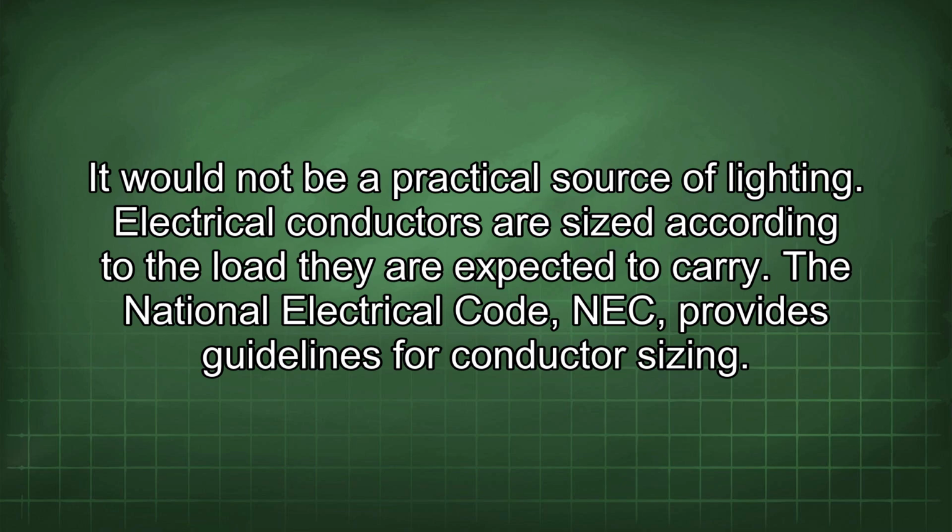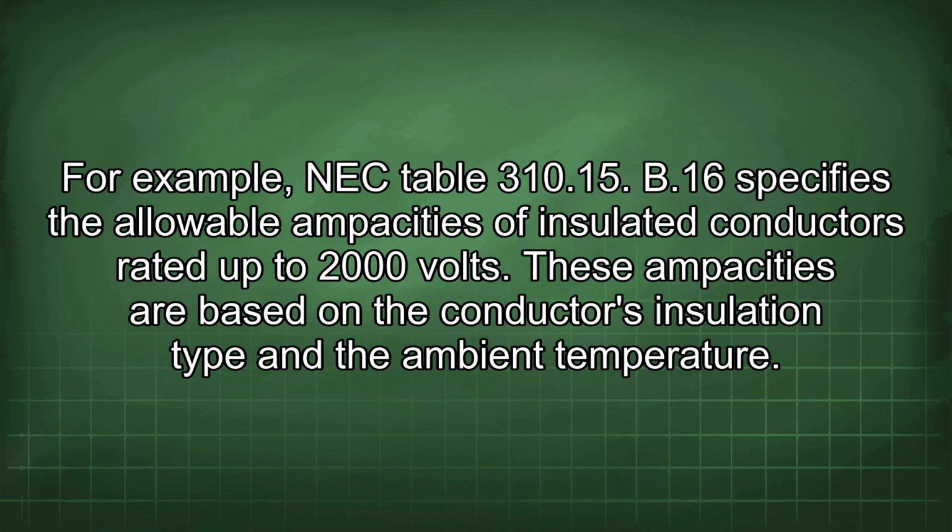Electrical conductors are sized according to the load they are expected to carry. The National Electrical Code, NEC, provides guidelines for conductor sizing. For example, NEC Table 310.15(B)(16) specifies the allowable ampacities of insulated conductors rated up to 2000 volts. These ampacities are based on the conductor's insulation type and the ambient temperature.